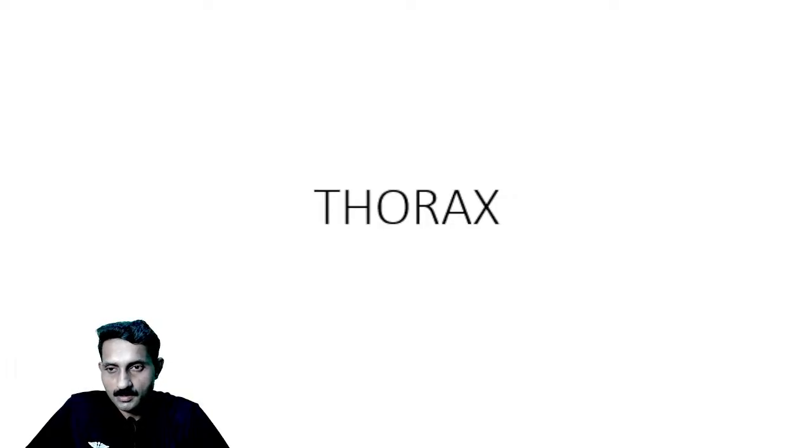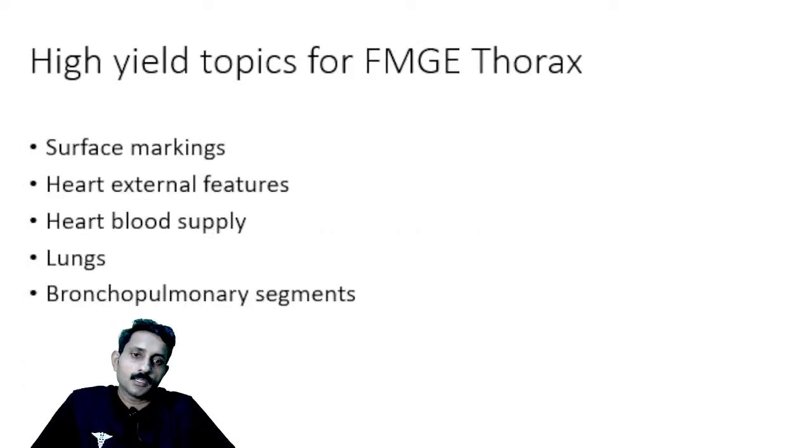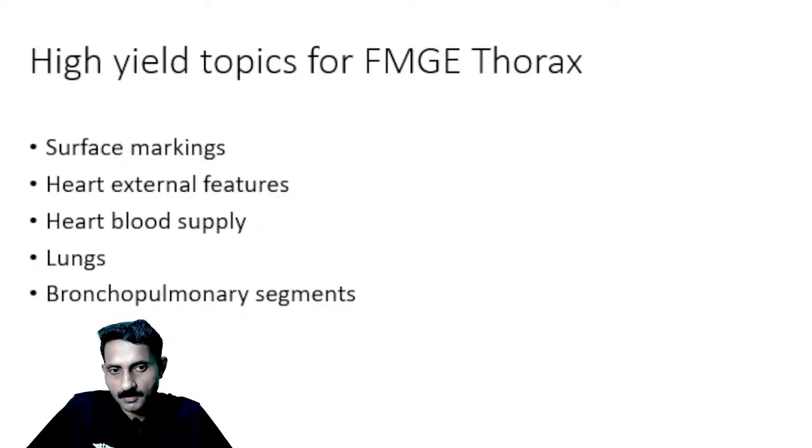This is the thorax. We will start with the thorax. In the thorax there are many topics, but we have some high yielding topics like surface marking of the thorax, external features of the heart, blood supply of the heart, which is a common question, and external features of lungs and bronchopulmonary segments. These are the most high yielding topics if you want to start FMG or revise FMG questions.